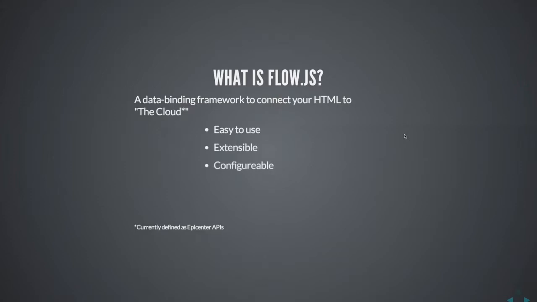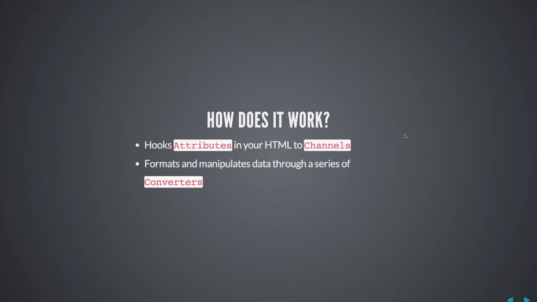It's designed to be extensible, configurable, and framework agnostic. You can use it with any other UI frameworks like Backbone or Angular. And it's modeling language agnostic, so you can define your model in Vensim, which Jaime just demoed, or Julia, or Python, or any other language, and the UI code is going to work and behave exactly the same. So how does it work? Flow.js works by hooking up attributes in your HTML to a series of channels. Channels are basically transports which talk to the API. And then it also translates this data through a series of converters. I will go through what each of these highlighted things mean for the rest of the talk.